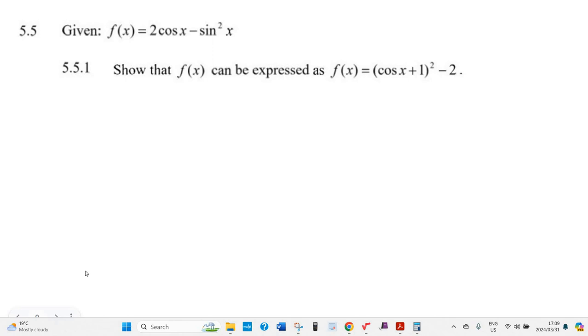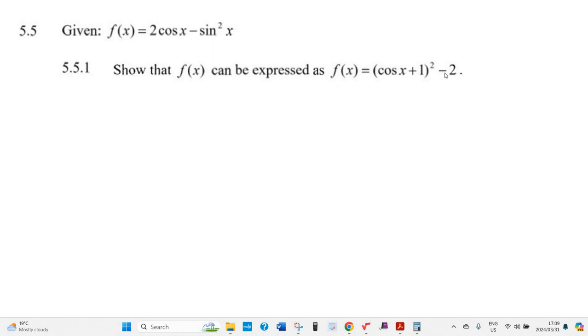Okay, this is another kind of trig identity question. They're asking you to rearrange things, and there's a little bit of algebra and tricks like that. But you've got this function. It's 2 cos x minus sine squared x, and they want you to show that it could be written as (cos x plus 1) all squared minus 2.